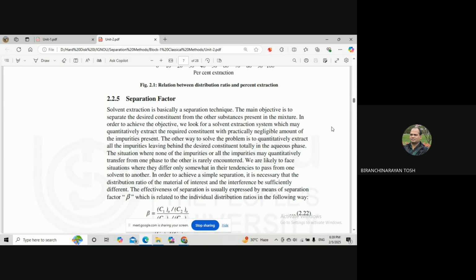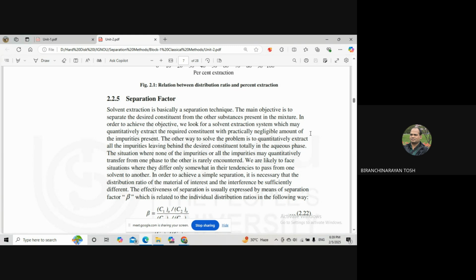Solvent extraction is basically a separation technique. The main objective is to separate the desired constituent from the other substances present in the mixture. So in order to achieve the objective, you look for a solvent extraction system which may quantitatively extract the required constituent with practically negligible amount of impurities present. So that's why we'll express this.